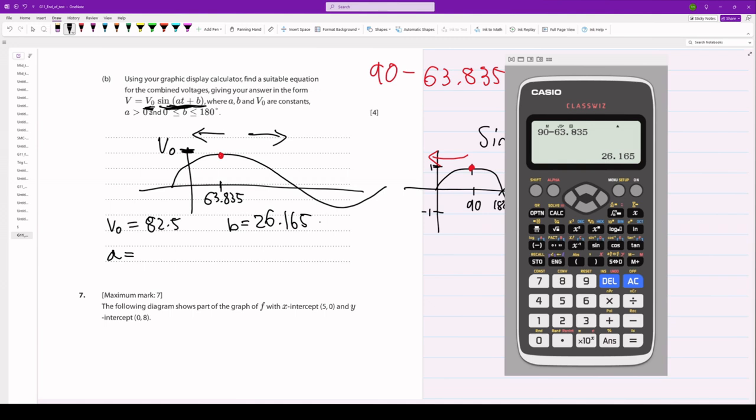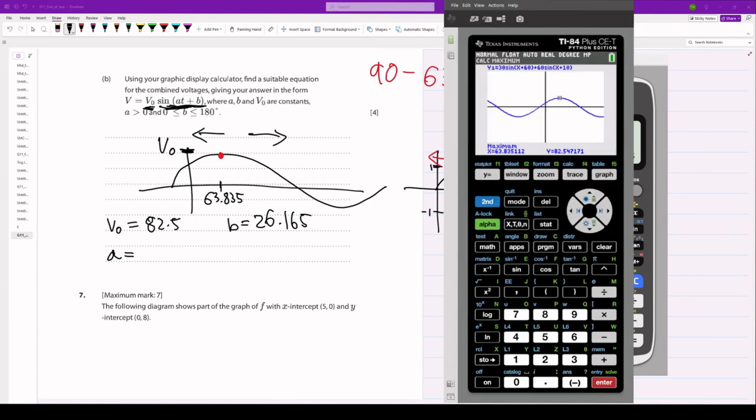I don't know of the best way of convincing you that that's true. The only thing I can think to do is I'm just going to graph it with the numbers that I've used. So 82.5 multiplied by sine x, so x is t in this case, add 26.165. Ta-da! The red line, if you don't know why I'm saying ta-da, that's because the red line is exactly on top of the blue line.